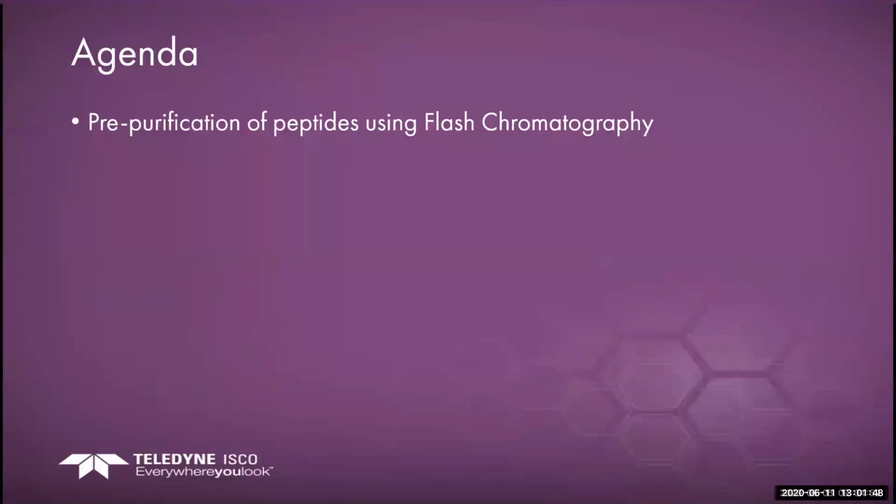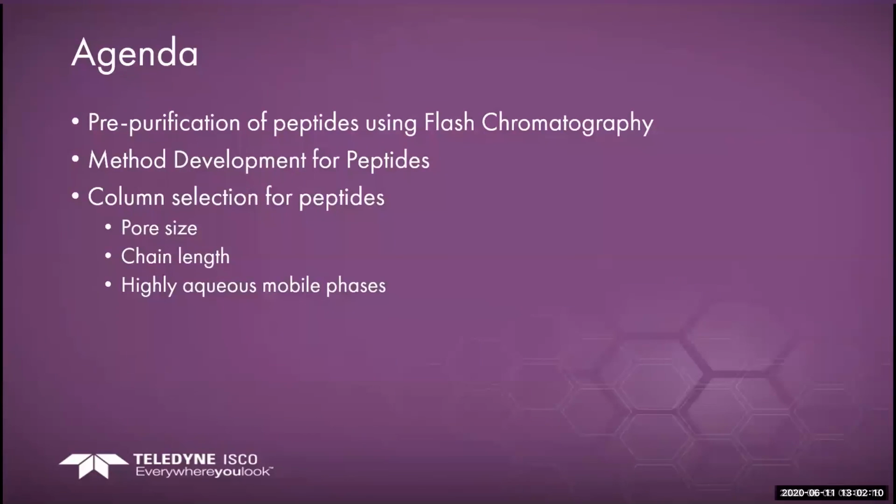Our agenda will describe pre-purification of peptides with flash chromatography. We will find that, especially for smaller peptides, flash may be all that you need. Method development techniques for peptides for both flash and preparative HPLC, which will cover both gradient methods and the importance of pH control. And we will end with an overview of column selection.